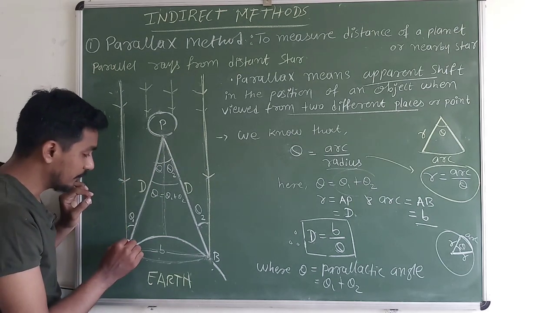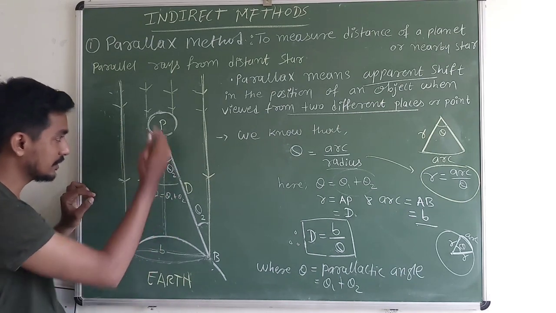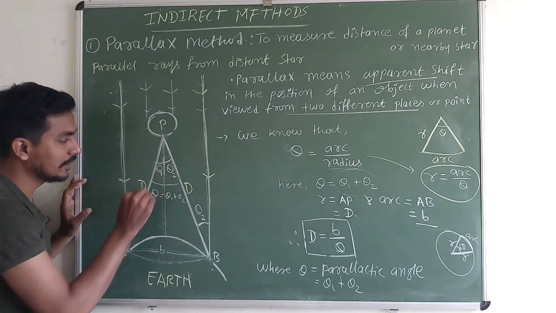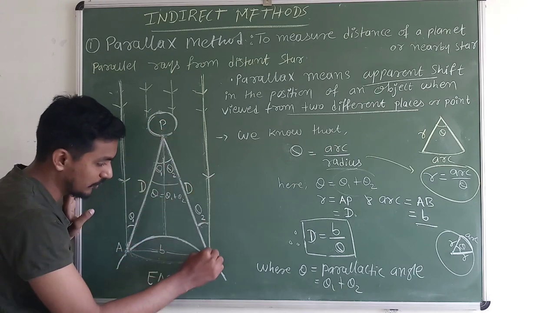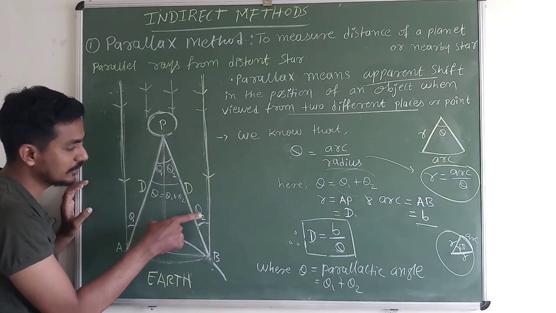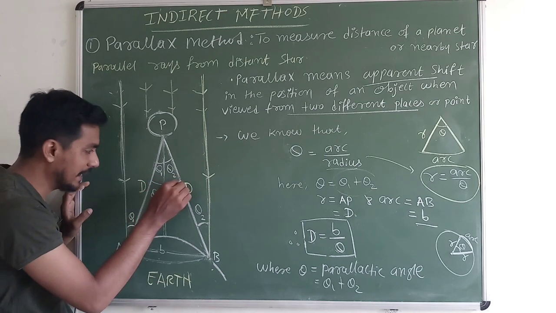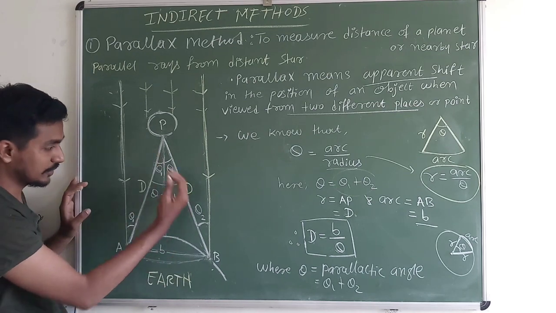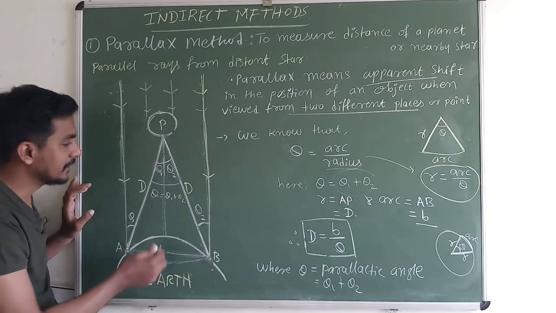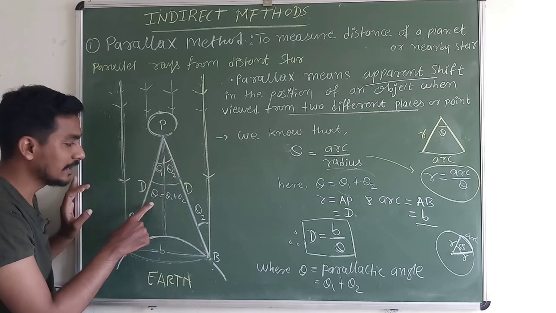Then, using the rules of trigonometry, this is an alternate angle because these two lines are parallel, so this angle is also theta 1. Similarly, if we make an alternate angle here, we get theta 2. The net angular shift is called the parallax angle. So here the net shift is theta 1 plus theta 2, which we call theta.